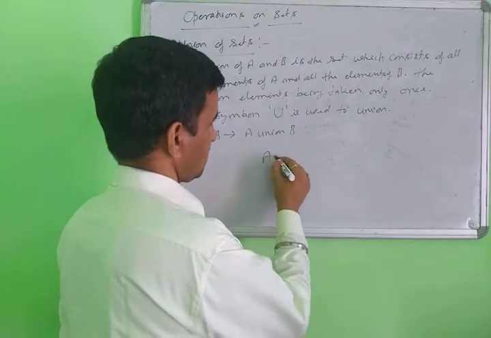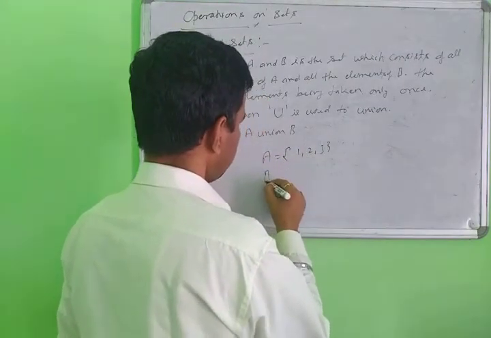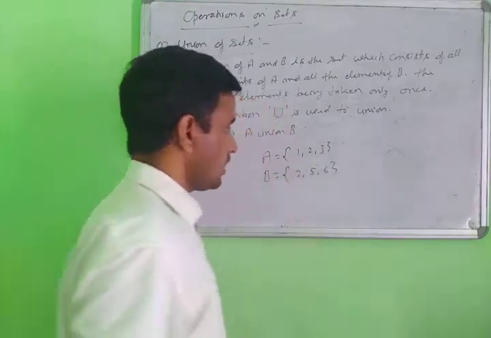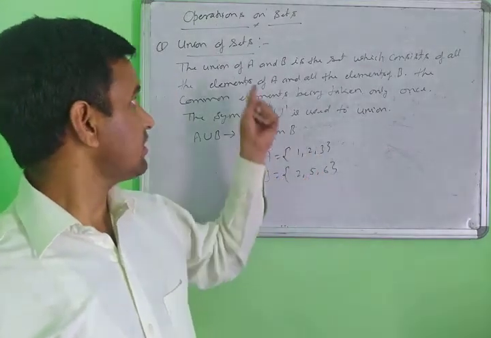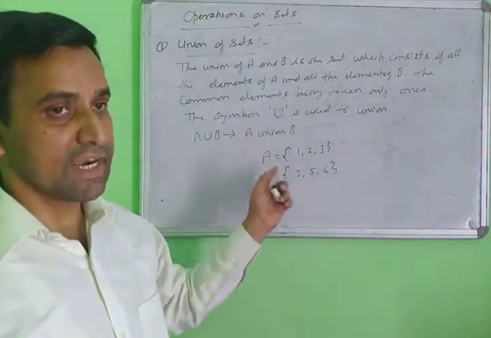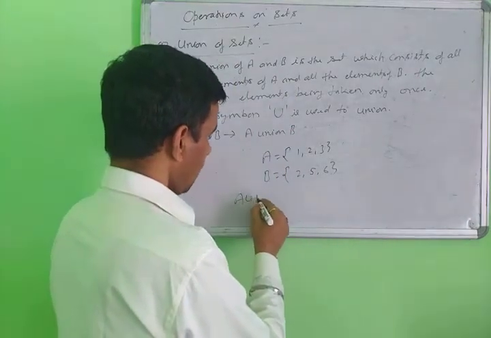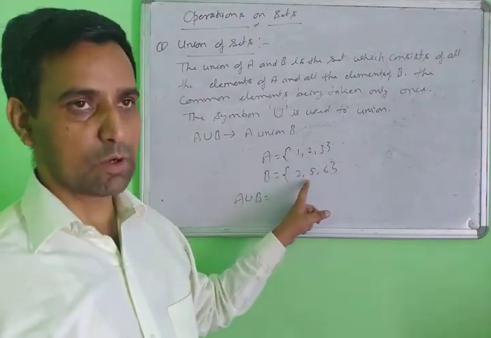Suppose set A has 1, 2, 3 and set B has 2, 5, 6. Here, for 2 sets A and B, you want the union, meaning the addition of the 2 sets. How to add here? You will add all elements of set A and all elements of this set B.